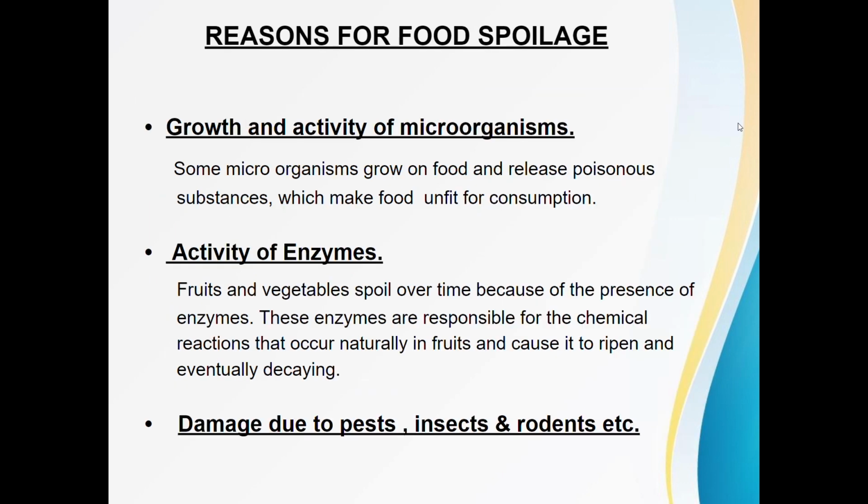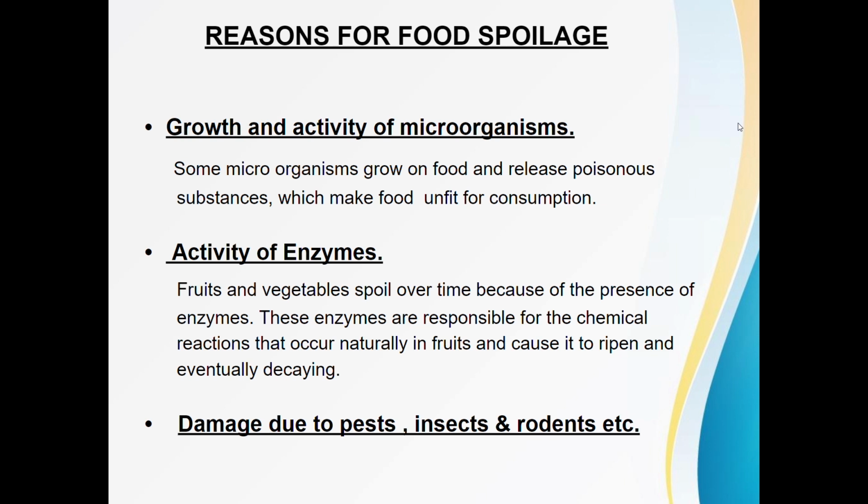Reasons for food spoilage: growth and activity of microorganisms. Some microorganisms grow on food and release poisonous substances which make the food unfit for consumption. Activity of enzymes: fruits and vegetables spoil over time because of the enzymes present in the food. These enzymes are responsible for chemical reactions that occur naturally in fruits and cause them to ripen and eventually decay. Damage due to pests, insects and rodents, etc.